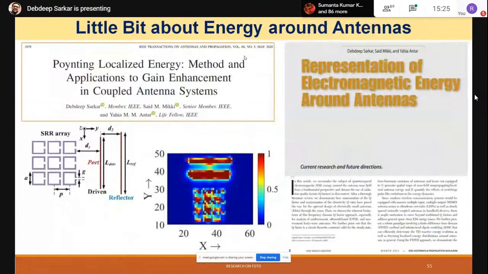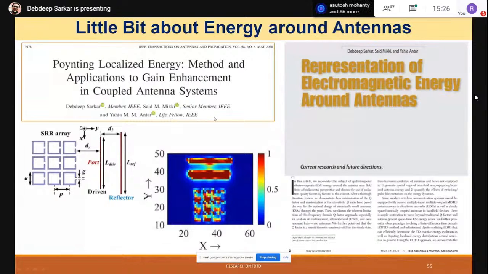And finally, before I wrap up my talk, I talked about several applications of the FDTD with respect to MIMO, but there are also some results that we had on the energy around the antennas. You can have a look into these papers. At some other stage I will discuss these things. This will come out in next year's magazine, and this is one of the transactions papers that came out of the energy research.